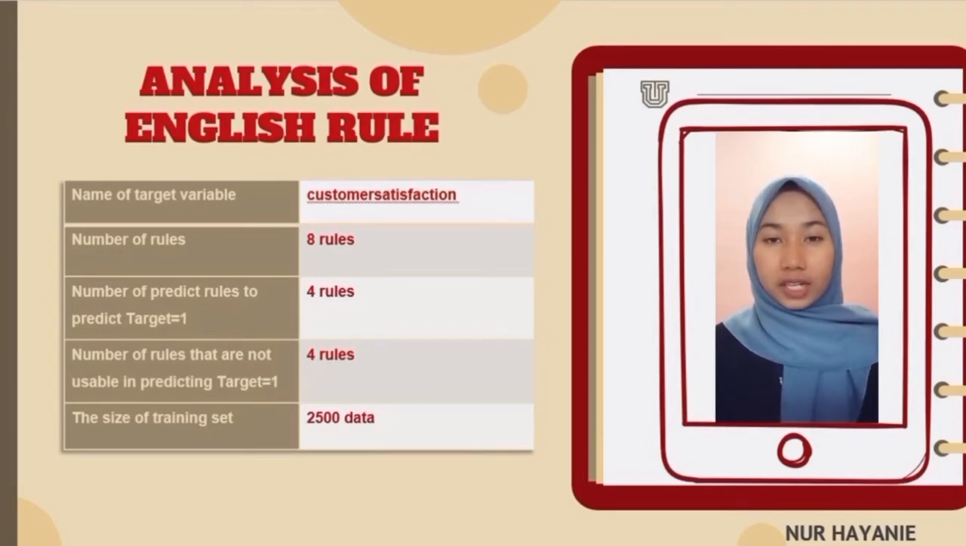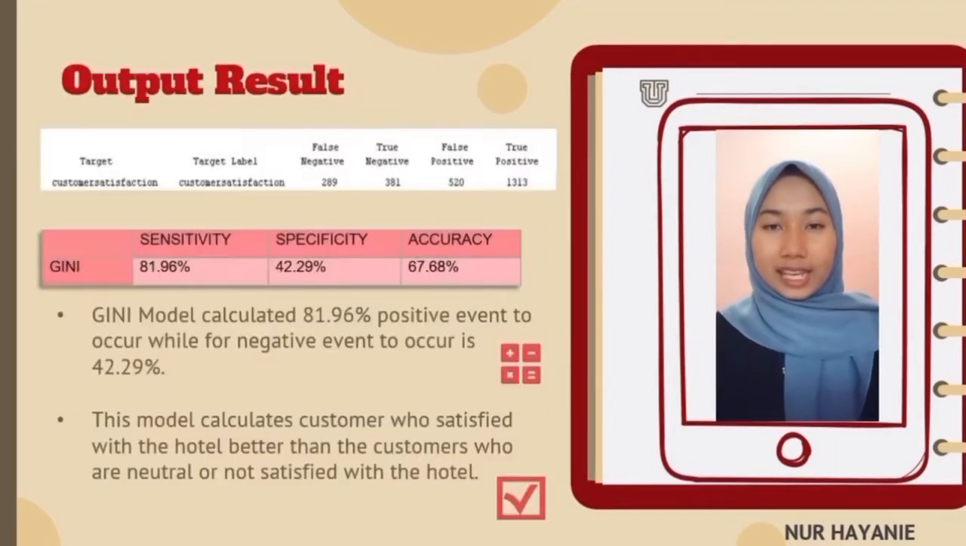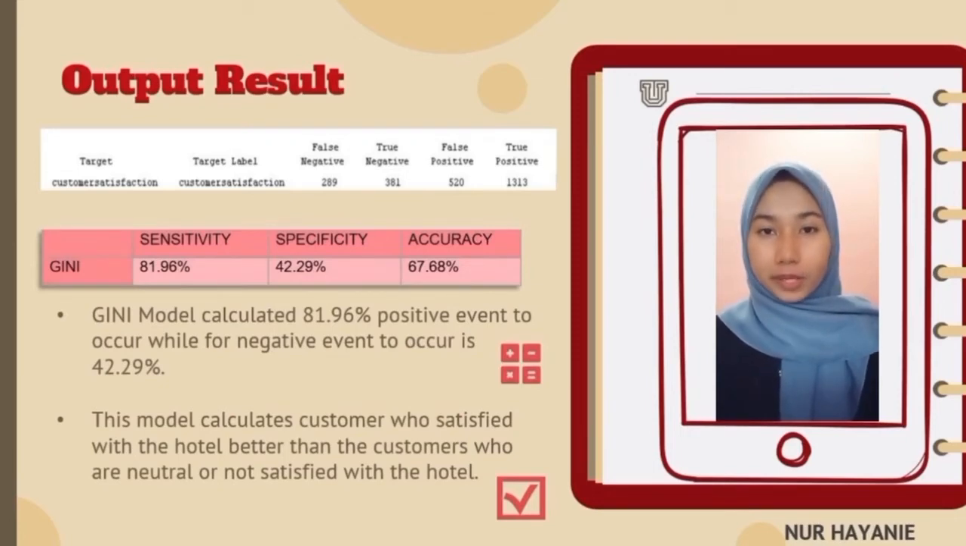The size of the training set is 2500 data. The output result. Based on the table, the Gini model calculates an 81.96% chance of the positive event occurring, while the negative event is 42.29%. Therefore, the Gini model predicts the customers who are satisfied with the hotel better than the customers who are neutral or not satisfied with the hotel.